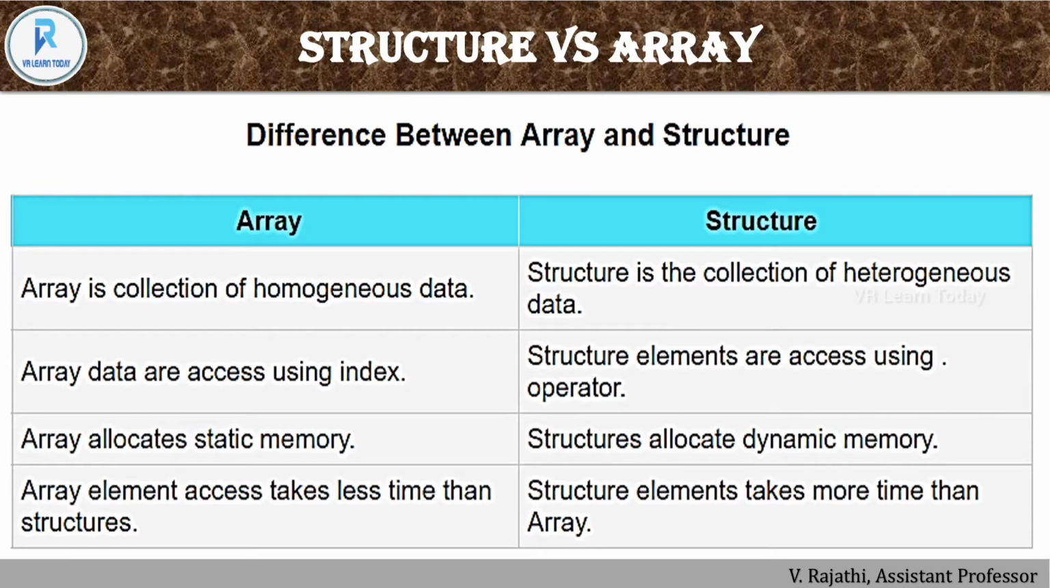First we have to understand the difference between a structure and an array. An array is a collection of homogeneous data, and a structure is a collection of heterogeneous data. Homogeneous means, if I want 10 values, in an array I can use int a of 10. If I declare int a of 10, I can get 10 values, but only in integer format.